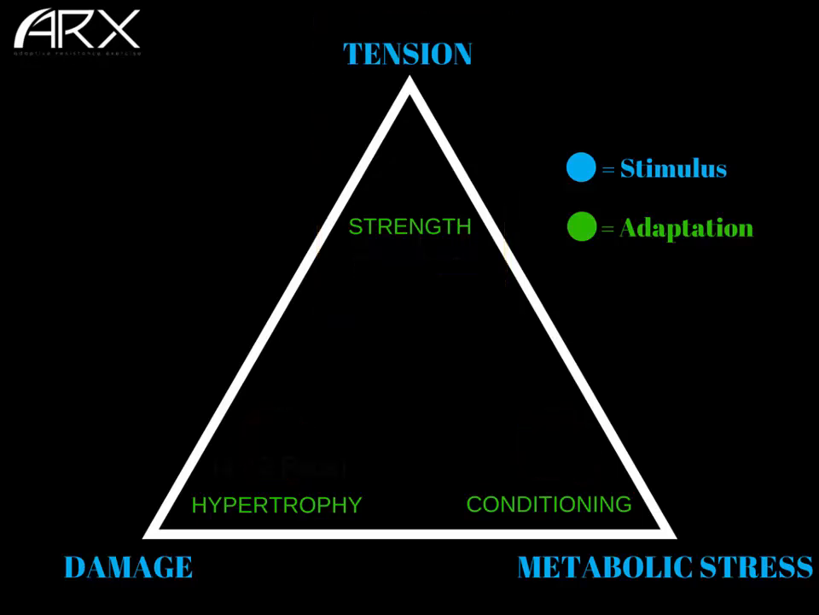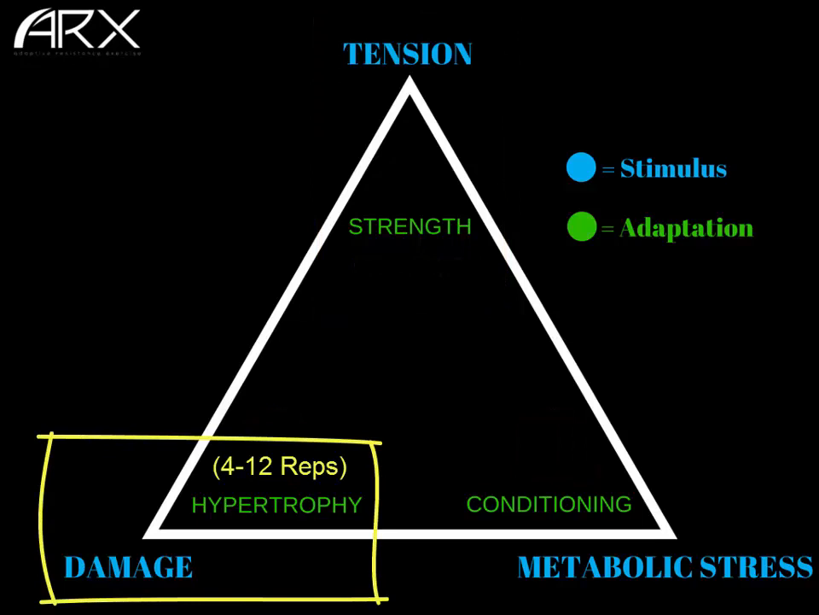Now, let's say someone wants to work in the 4 to 12 rep range and get more hypertrophy. Okay, cool. First step, lower the weight on the bar so that your set can last longer than just 3 reps. So you lower the weight on the bar, which lowers the tension, which lowers your strength adaptation. And so that's why the 4 to 12 rep range is recommended for hypertrophy, because now the weight is light enough that your set can continue into that range.